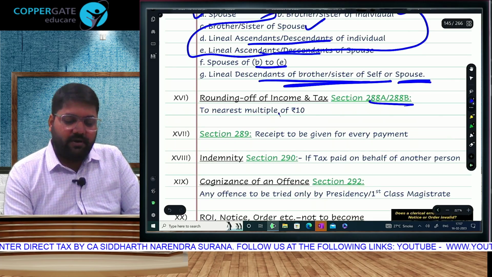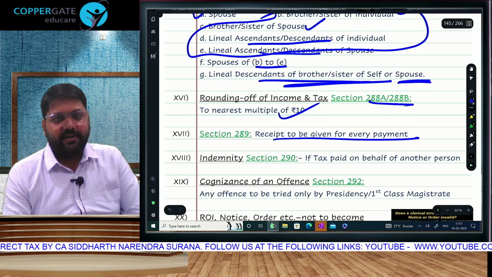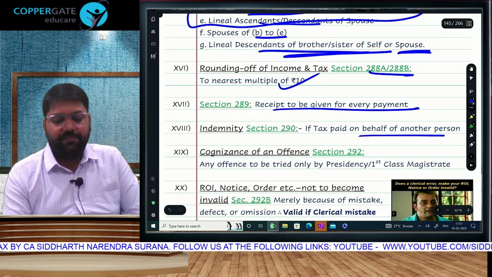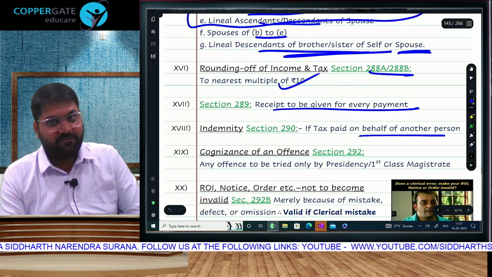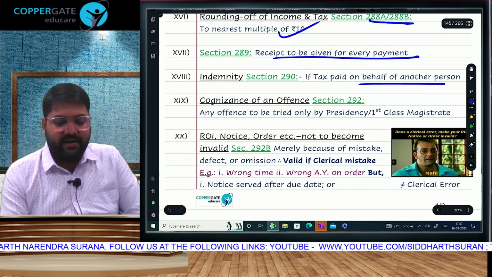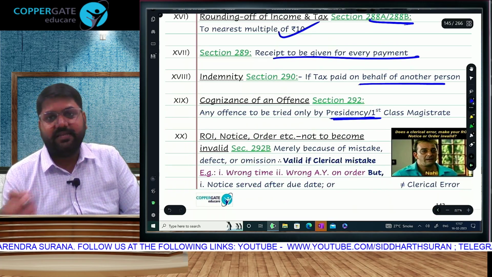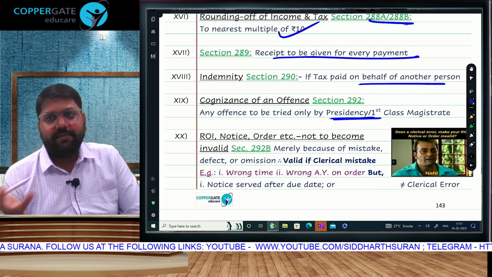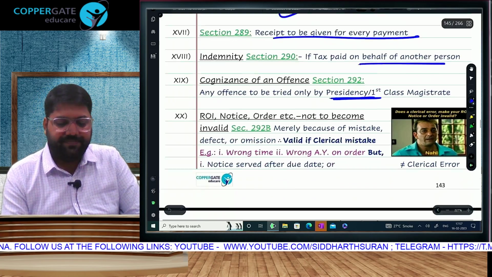Income and tax will be rounded off to the nearest multiple of 10. Every time you make a payment, you will get a receipt. You will be indemnified, meaning you will never pay anything from your own pocket. You can recover. If any imprisonment has to be given, only a presidency or first class magistrate can do so; an additional magistrate or DM or all those will not be allowed to do it.